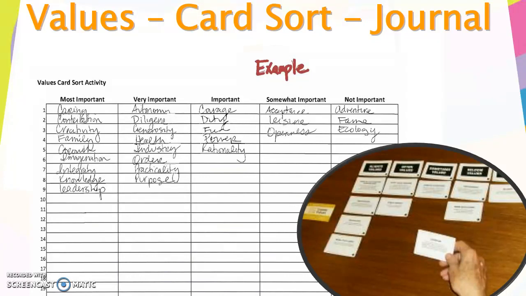Once done, you may notice that in the most important section, you actually have more than 8 values listed. That is fine. However, what you want to do is read over each of the values in that section and then determine your top 8 of those most important. The top 8 is what I will need for your journal exercise. Also, keep in mind to save this information because we will use it again at a later time in our class. Thank you.